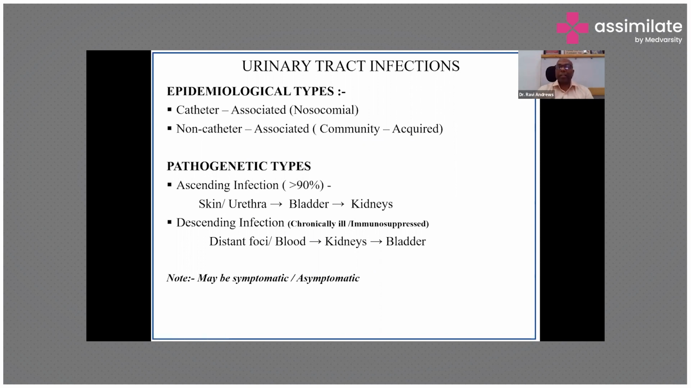Another way to look at urinary tract infection is to see the pathogenesis. So if they're ascending, which is more than 90%, they start off in the skin or urethra, starting with the skin bacteria, and then ascend up into the bladder and into the kidneys. That's an ascending urinary tract infection, and that covers more than 90% of UTIs. Sometimes in those who are immunosuppressed, like post-transplant or post-malignancy, or somebody who's taking immunosuppressants for whatever reason, and if they're chronically ill and malnourished, they can have descending infections where somewhere there's an infection somewhere else. That is the focus, and that goes into the bloodstream and enters the kidney and goes down into the bladder. Again, could be symptomatic or asymptomatic.